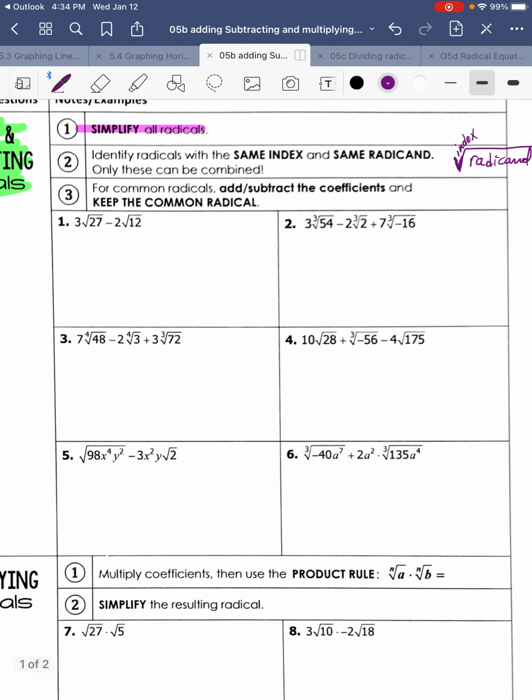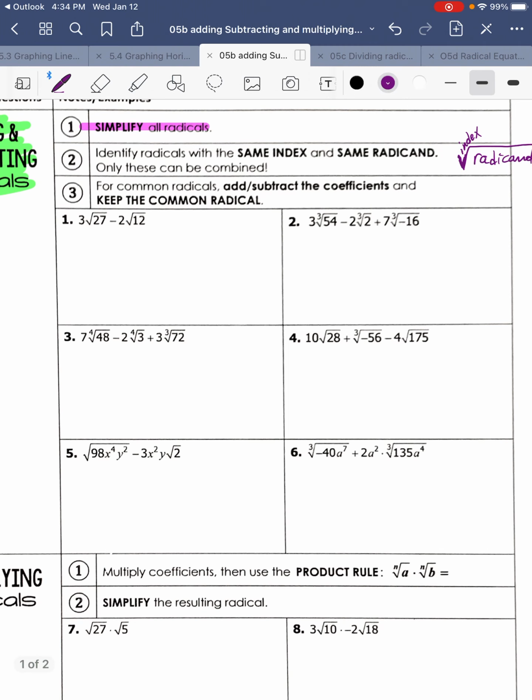And then step 3, for common radicals, add and subtract the coefficients and keep the common radicals. So it's very similar to variables where you add or subtract the coefficients but not do anything with the radical itself. So, all right, let's get started.